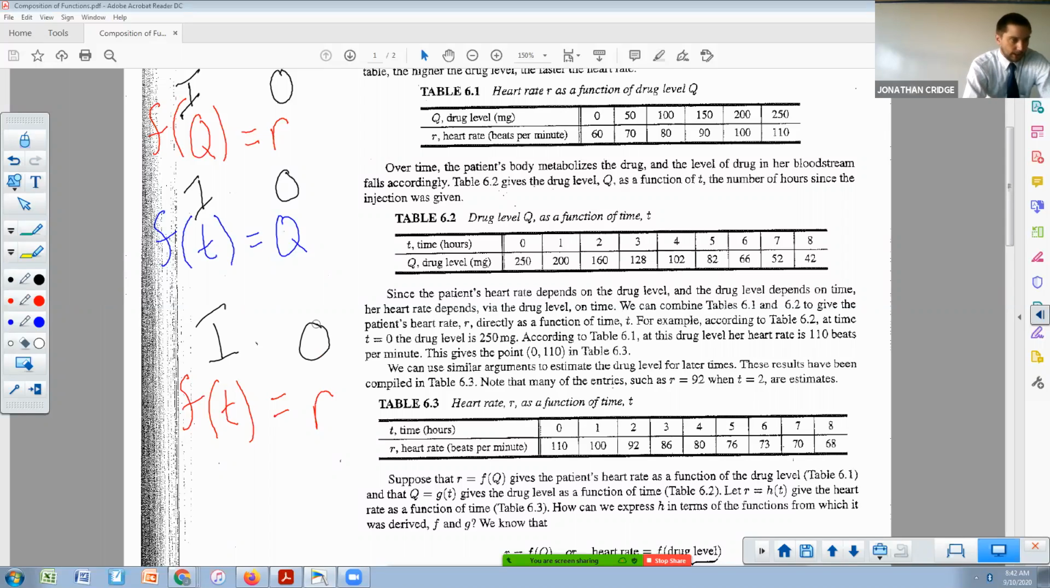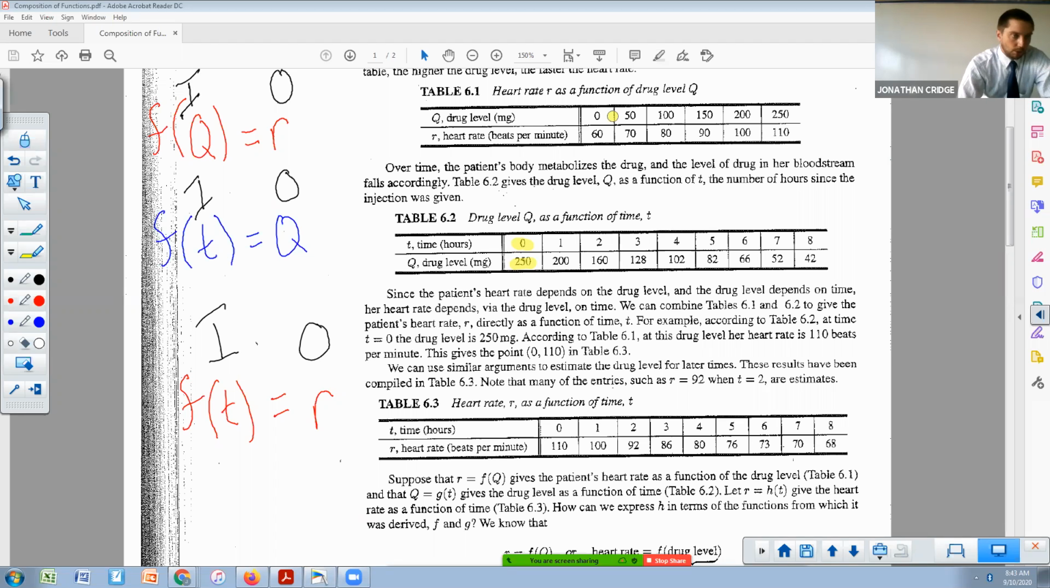Now let's look at this table down here, table 6.3, and let's see where they get some of these numbers. When time is 0, they're saying the heart rate is 110. Now let's see if we could have predicted that without using this last table. How do they come up with that? Here's what they did. They took our second function, and they said, okay, when time is 0, that means the drug level is 250. Well, what happens when the drug level is 250? If I come back up to the top function, we can see, oops, sorry, technical difficulties.